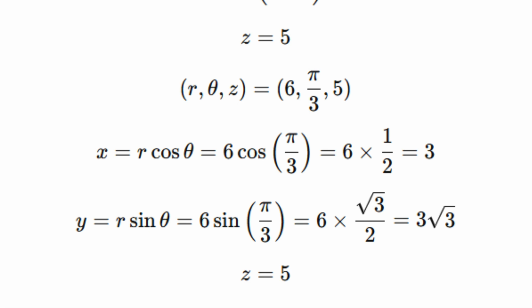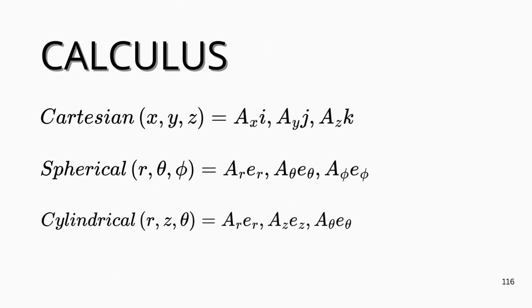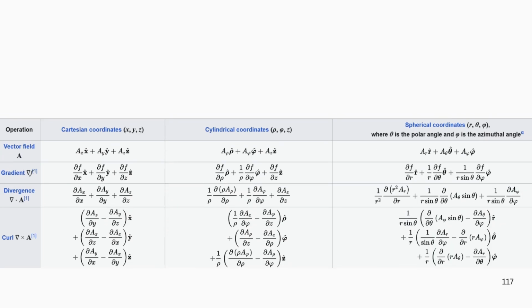So with that, we have covered both the spherical and cylindrical coordinate systems. Now, the operations of Cartesian, cylindrical, and spherical coordinates on a vector field. For Cartesian coordinates, it is a_x x-hat plus a_y y-hat plus a_z z-hat. For cylindrical, it is a_rho rho-hat plus a_phi phi-hat plus a_z z-hat. In spherical, it is a_r r-hat plus a_theta theta-hat plus a_phi phi-hat.